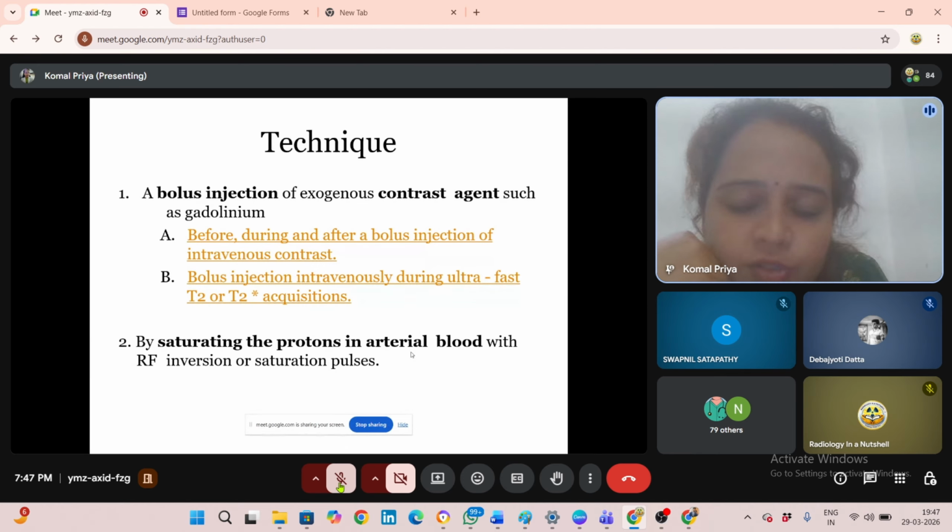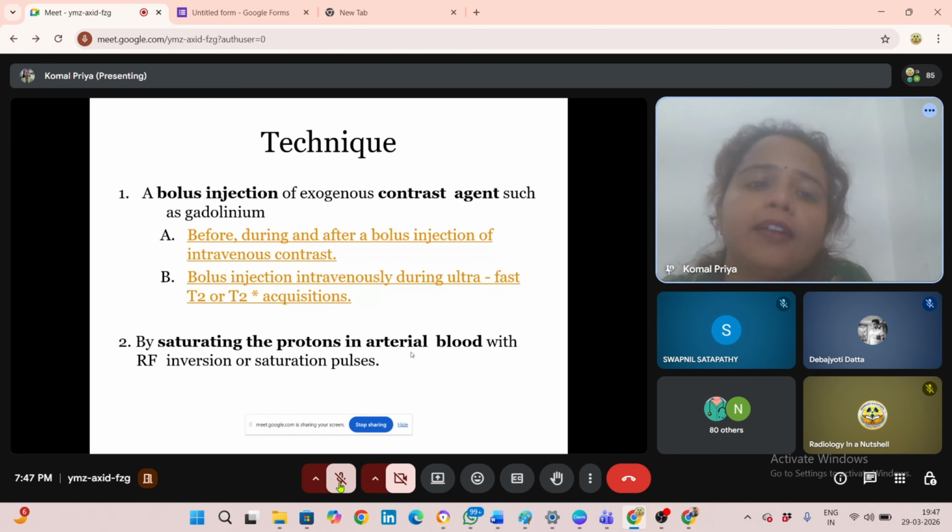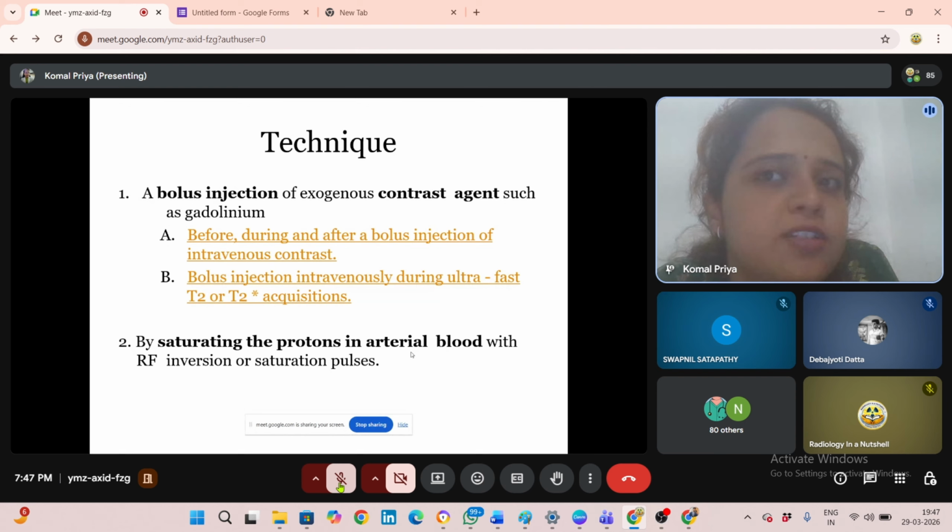star acquisitions. Now I would like to know what is T2 and what is T2 star, because unless you are clear with this, you will not understand what is happening. Now tell me what is T2 or what is T2 star.